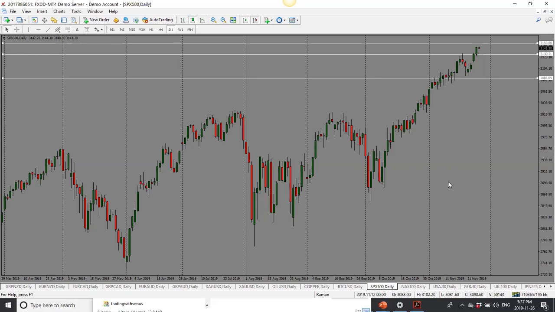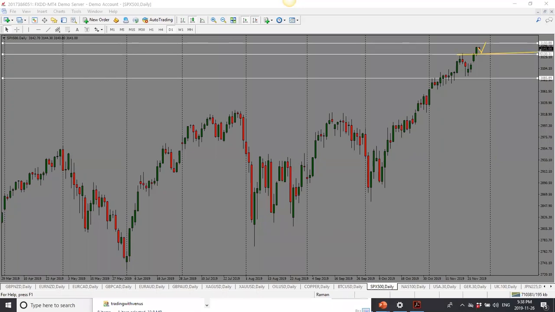So as a result of that, our bias still remains to the upside, but do expect fluctuation or volatility in the market. Okay, so bullish bias here. Next target is 3150. And if it goes through that, then we could see it go higher, but this one could do one of these as well. So watch out for that.